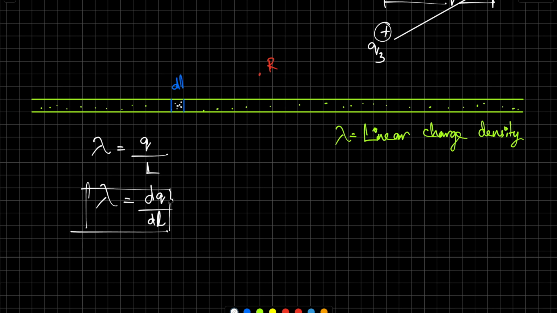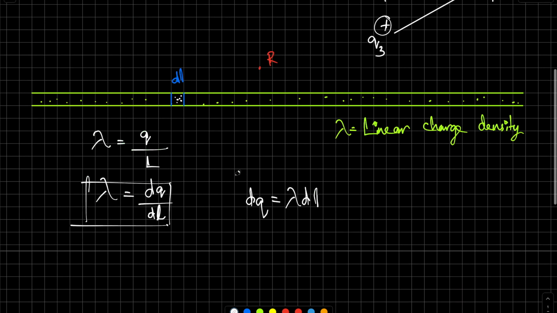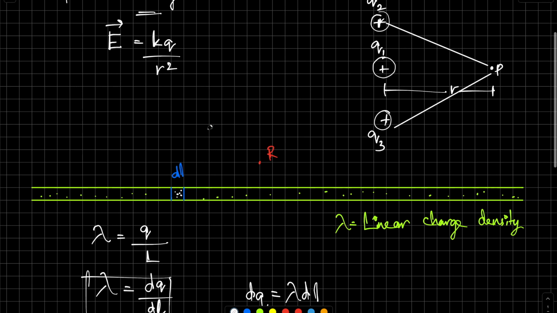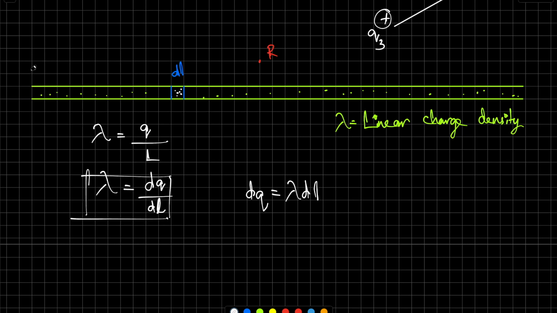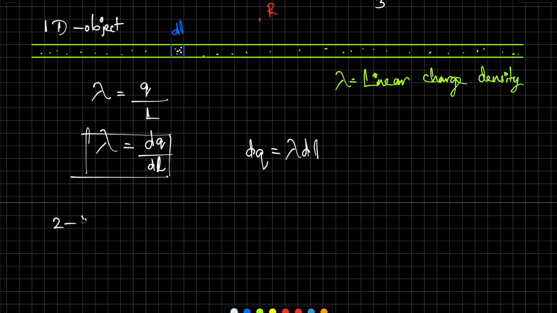You can rearrange this equation to find dq. dq equals lambda dl, and we can replace q here with lambda dl to find the electric field due to this small element. So this is for this infinitely long wire, which is a one-dimensional object. If we have a two-dimensional object, let's say a plate with surface charge density, it has area, it's a two-dimensional object. So surface charge density sigma.